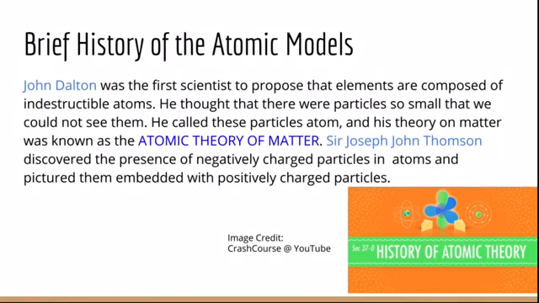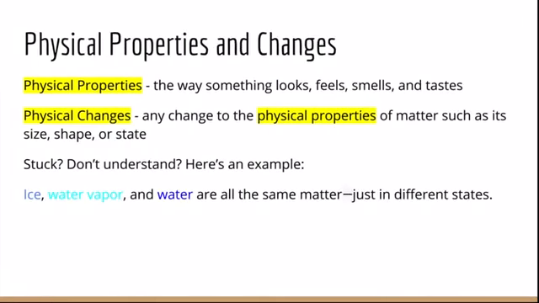Brief history of atomic models. John Dalton was the first scientist to propose that elements are composed of indestructible atoms. He thought there were particles so small that we could not see them. He called these particles atoms, and his theory on matter was known as the atomic theory of matter. Sir Joseph John Thomson discovered the presence of negatively charged particles in atoms and pictured them embedded with positively charged particles.